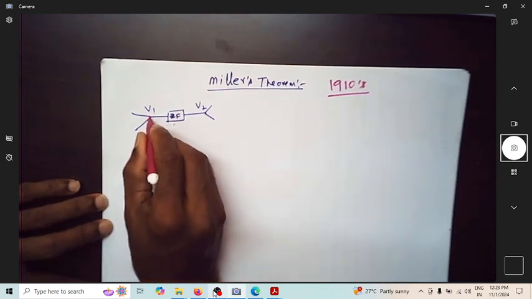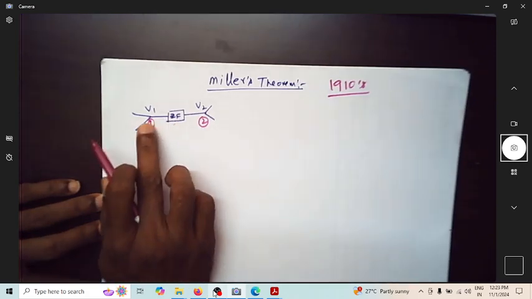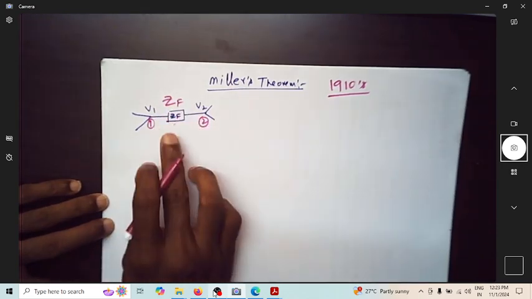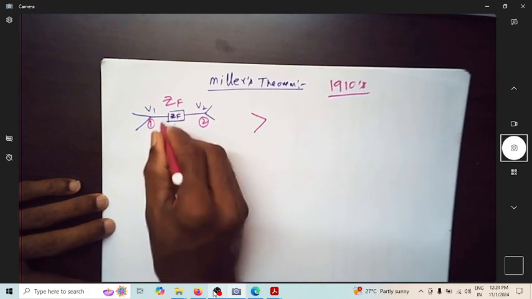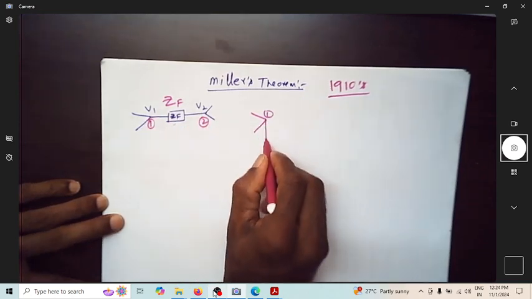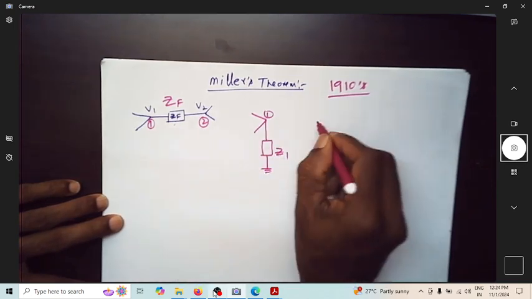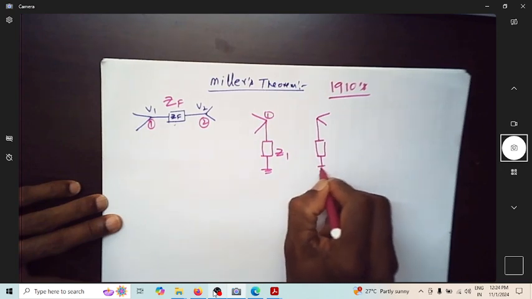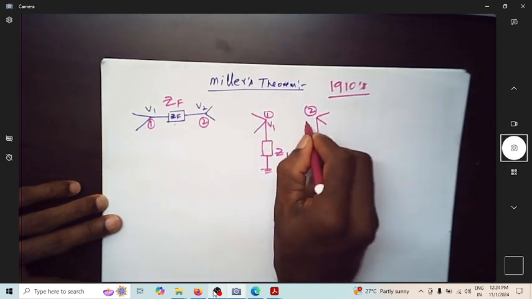Of course, V1 is the nodal voltage at node number 1. At node number 2, V2 is the nodal voltage, and between V1 and V2 we have an impedance ZF. So ZF is the impedance that is there between this and this. Now using Miller's theorem, we can replace this ZF, which is floating between 1 and 2, with an impedance Z1 at node number 1, and at this point it is represented by Z2. So this is node number 2.